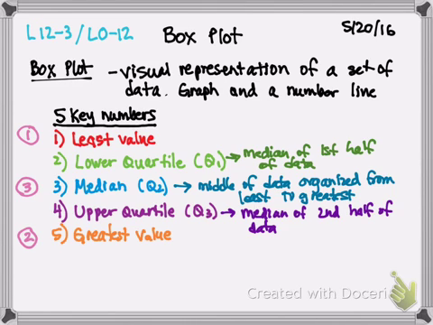Everything's already in order from least to greatest. It's really easy. The worst case that you have to do is add two numbers and divide by 2. So you find the median, or the mean of two numbers. And because you're dividing by 2, it's really easy to take half of a sum. So then I would find the lower quartile and the upper quartile.